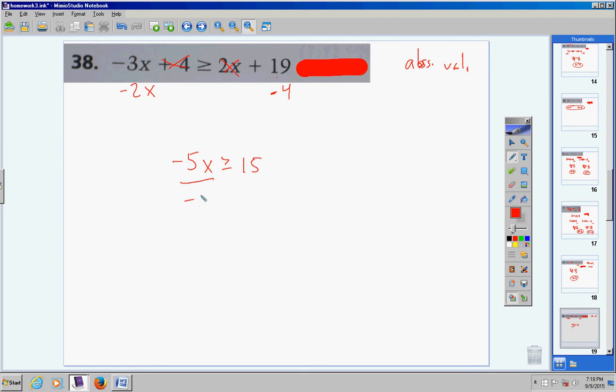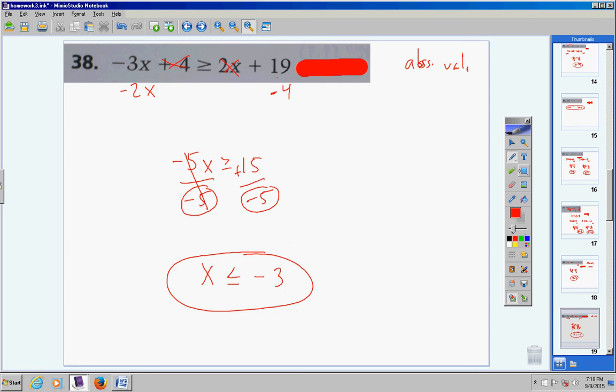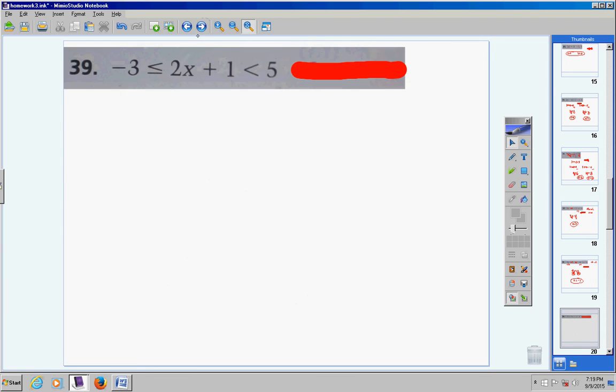Now, divide by negative 5, divide by negative 5. These cancel. Bring down your x. You divided it by what type of number? A negative number. So turn your arrow. And then a positive 15 divided by negative 5 is a negative. 15 divided by 5 is 3. So your answer is all numbers less than or equal to 3, or x is less than or equal to negative 3. Alright, number 39.